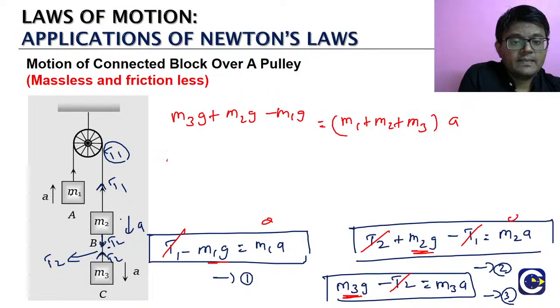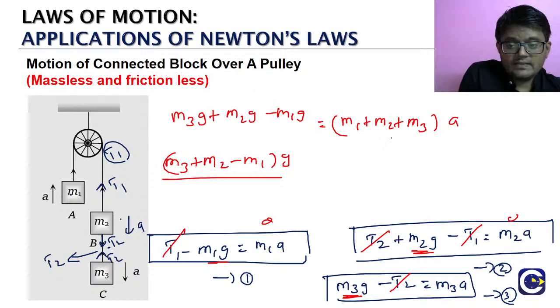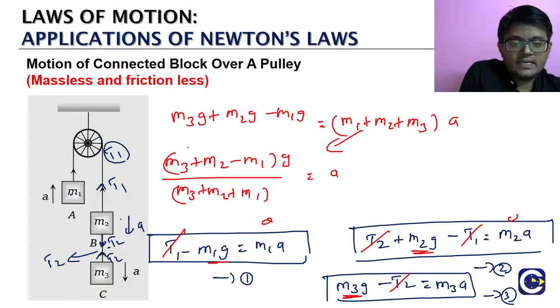Okay, so இது என்னது? m3 plus m2 minus m1 into g divided by அந்த சைடுல இருந்து it will come to the denominator. m3 plus m2 plus m1. அதுதான் the acceleration of the system.